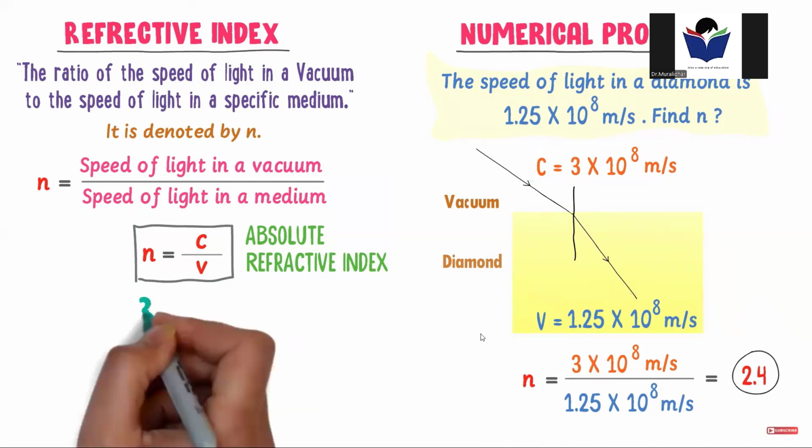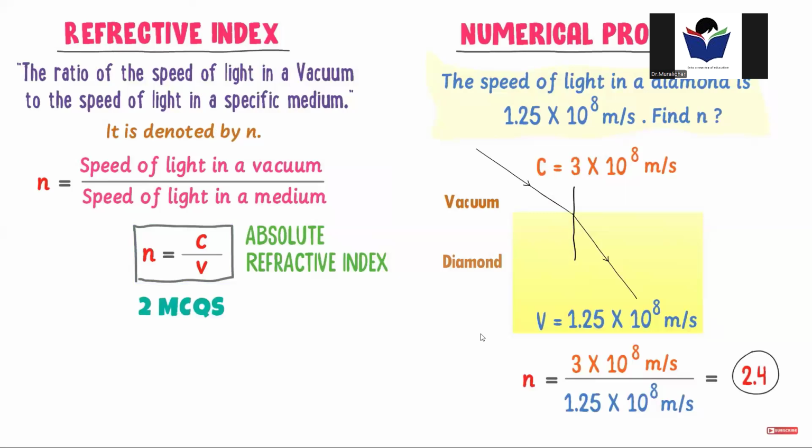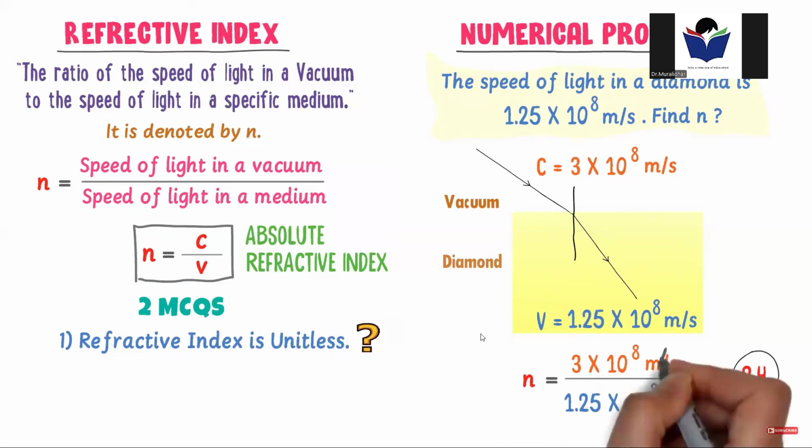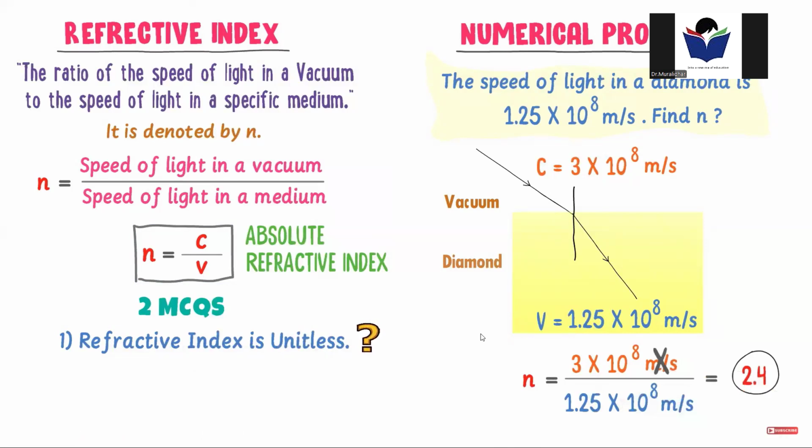Here, let me teach you two bonus MCQs. Refractive index is unitless, or it has no unit. If you ask me why, it is because refractive index is a ratio between two similar quantities. For example, the unit of speed in the numerator and the unit of speed in the denominator cancel out. We therefore say that refractive index is unitless, having no unit.